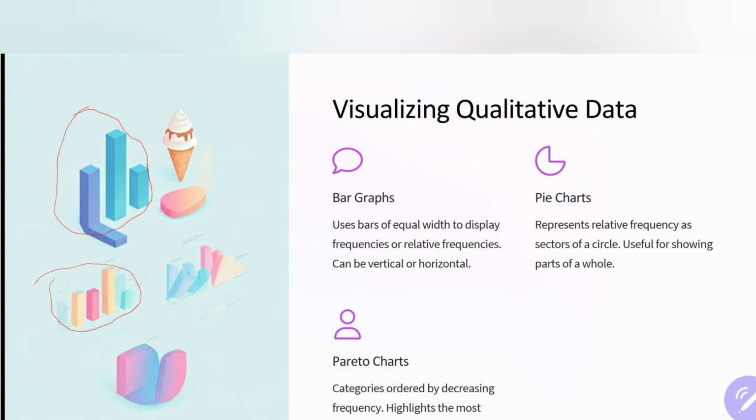And secondly, we have a pie chart. It's in form of a pie. It's in form of a pizza, let's put it that way. Now, this represents relative frequency as sectors of a circle, useful for showing part of whole. So this is what it looks like. And lastly, we have a Pareto. These categories are ordered by decreasing frequency to highlight the most significant categories. That is one thing about Pareto.